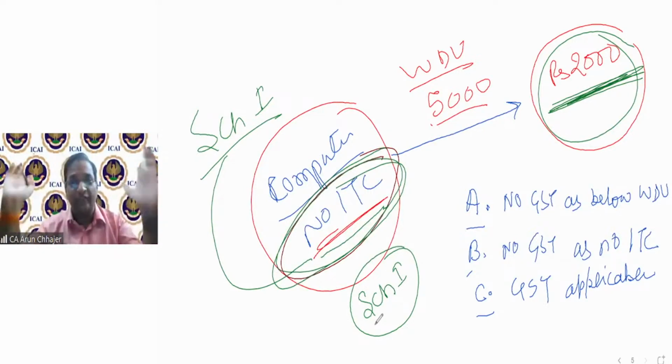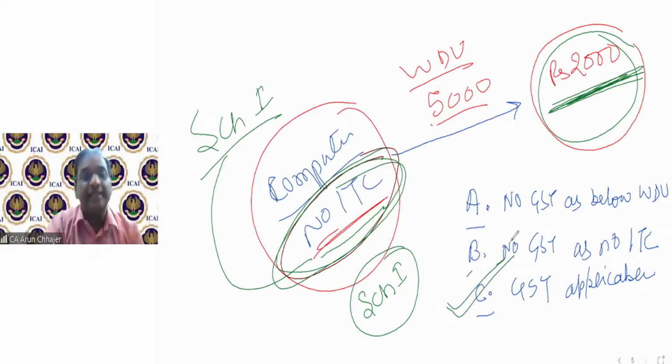Is it clear? Quickly confirm that the right answer is C. Quickly confirm that the reasoning is clear to all. Is it clear to all? Kindly confirm. Now another question.